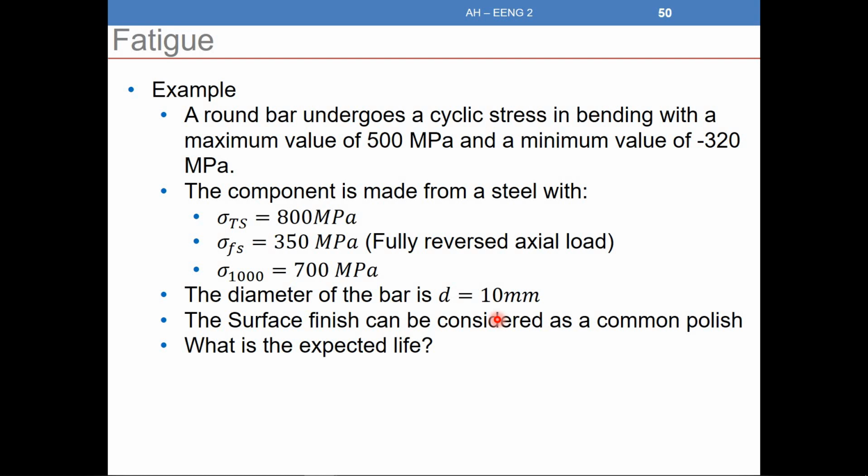This is an example that would summarize everything. A round bar undergoes a cyclic stress in bending with a maximum value of 500 megapascal and a minimum value of minus 320 megapascal. The component is made of steel, and we have the tensile strength, the fatigue limit, and sigma 1000. The fatigue limit is given here for a fully reversed axial load, so without including any of the modifying factors that I just stated. We have the diameter of the bar, and the surface finish is considered as a common polish. What is the expected life?